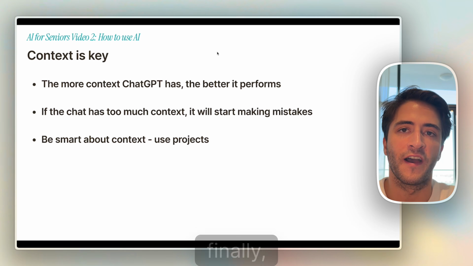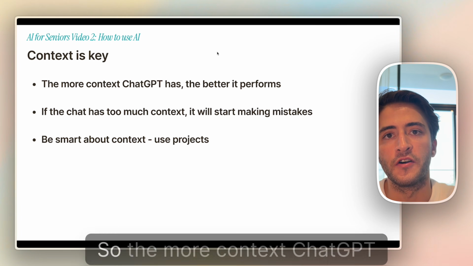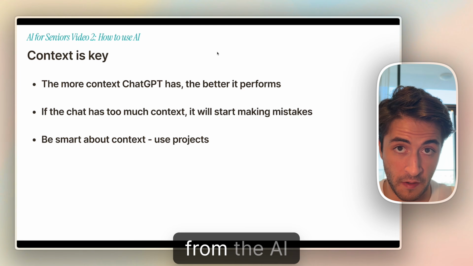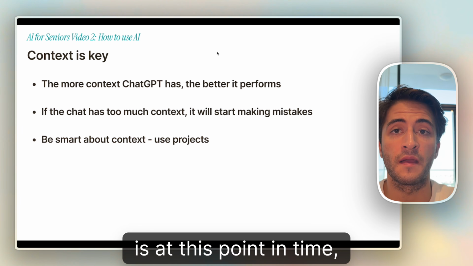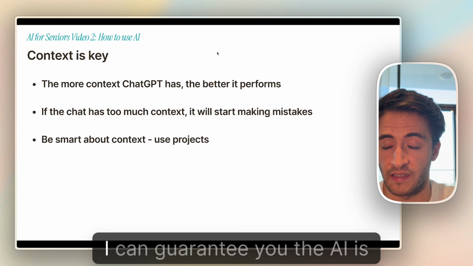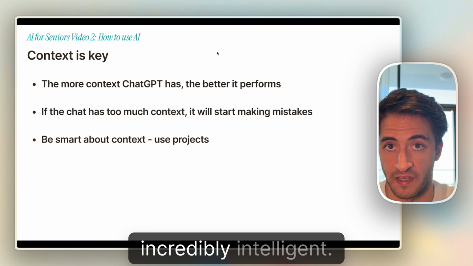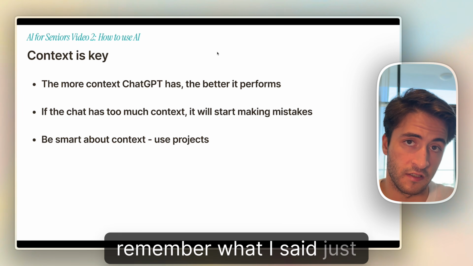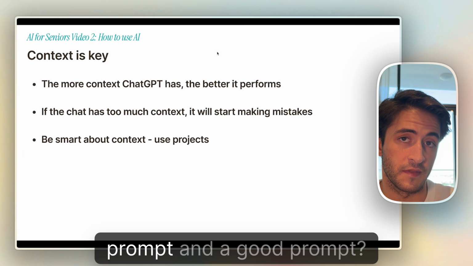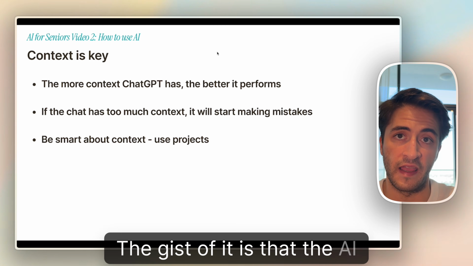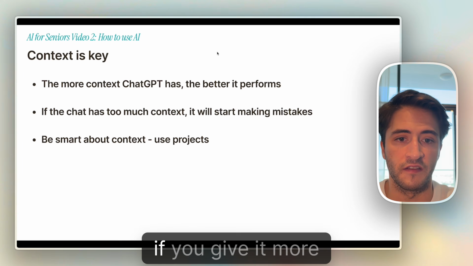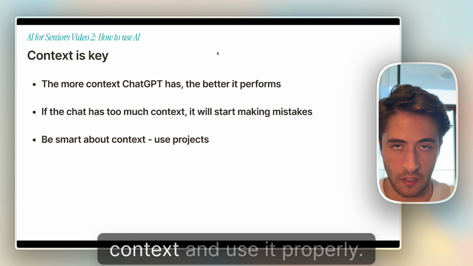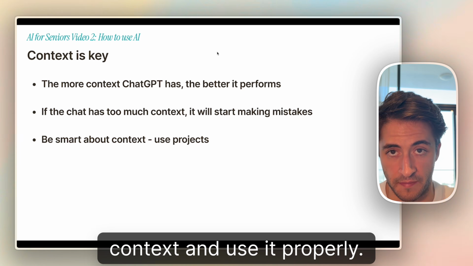Moving on. All right, finally, let's talk about context. So the more context ChatGPT has, the better it performs. A bad result from the AI is at this point in time not due to the AI being stupid. I can guarantee you the AI is incredibly intelligent. A bad result is very often just our fault. And remember what I said just minutes ago about the difference between a bad prompt and a good prompt? The gist of it is that the AI will do well if you give it more information, if you give it more context. Now, something that is really important is for you to understand context and use it properly, okay?